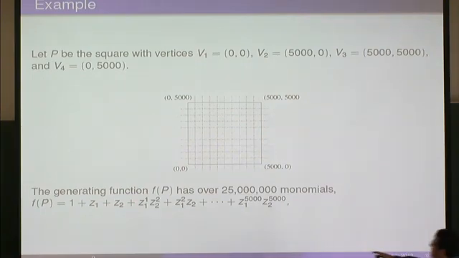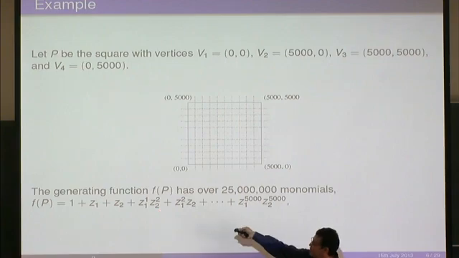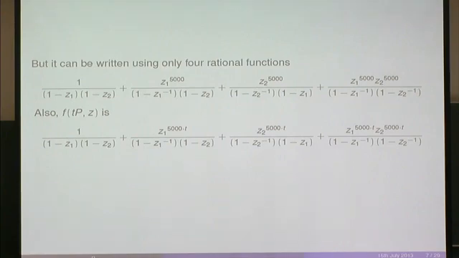For example, here's another monomial. The point of coordinates 1, 2 is right there. z1 to the 1, z2 to the 2, right? So you don't want to type all of the 25 million ones. So what the theorem is telling you is that instead of typing 25 million monomials, because that's all the lattice points, you type just four rational functions. So these rational functions right there, there's 4 of them. Look, they are exactly of the shape I promised. The numerator is a single monomial, and the denominator is a product of binomials.